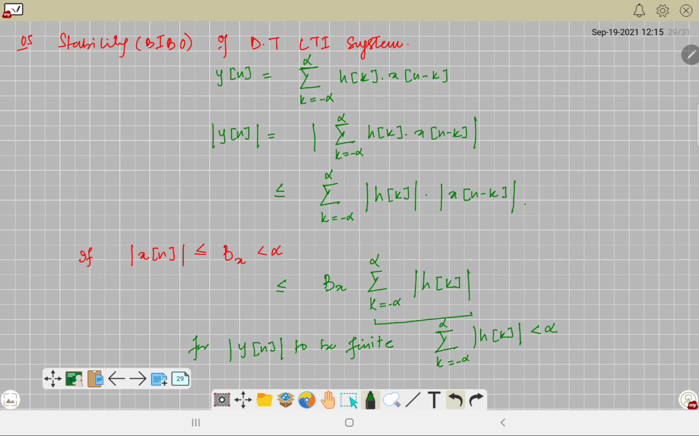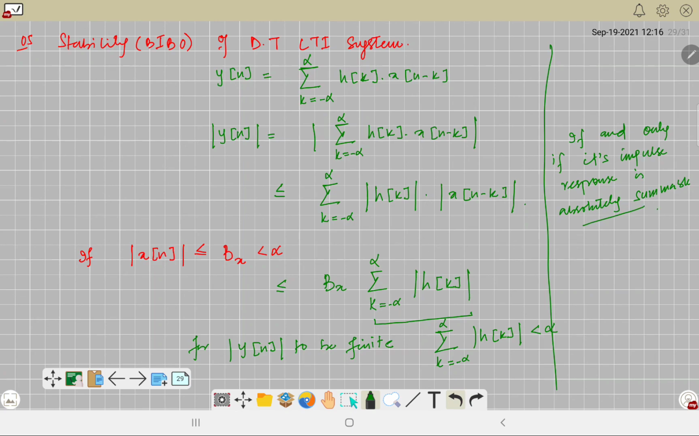Therefore we can say that a discrete time LTI system is stable if and only if, just as we expressed in the continuous time case, its impulse response is absolutely summable. By absolutely summable, I mean that this summation should be a finite sum. It should be less than infinity.